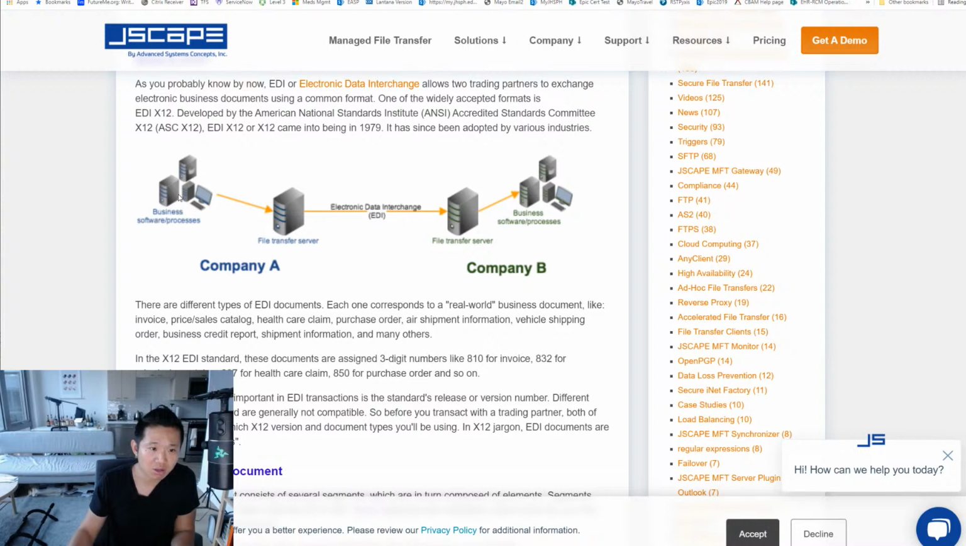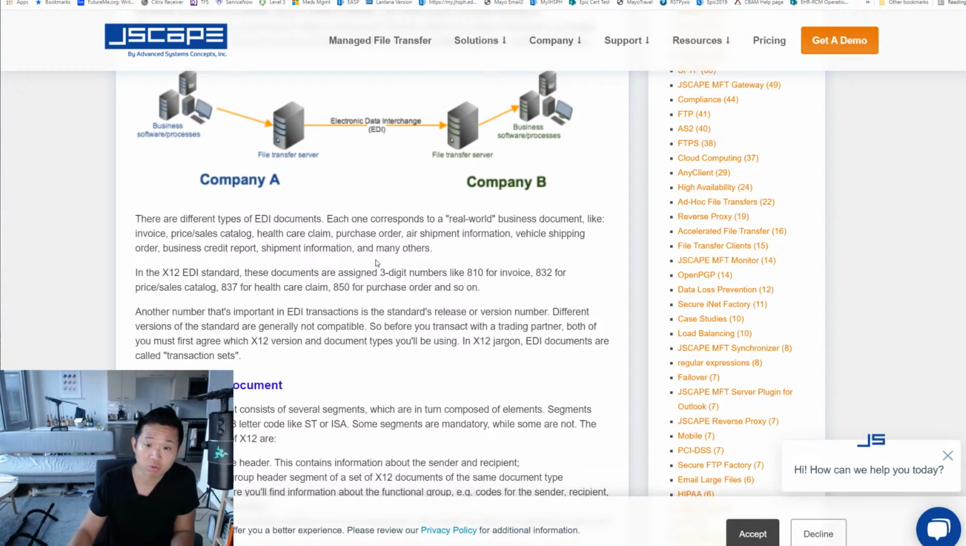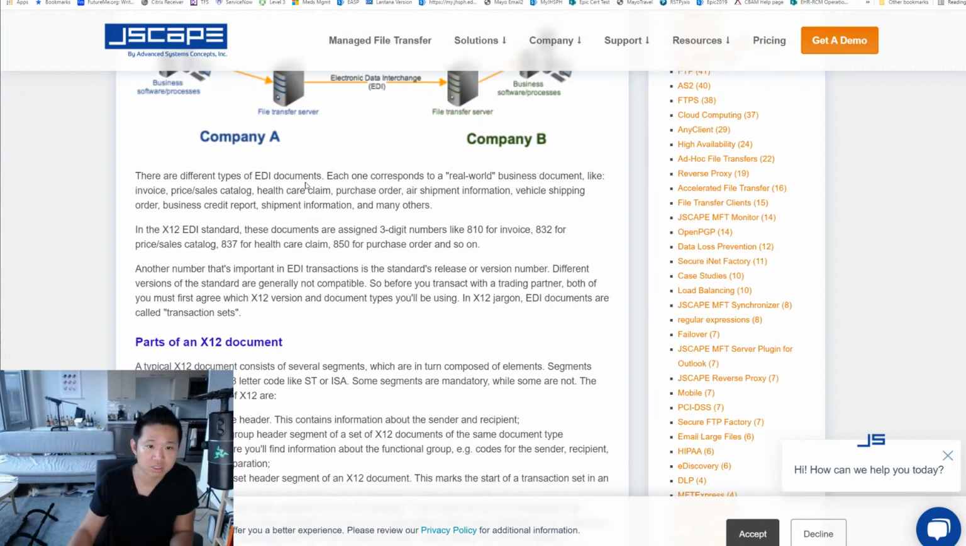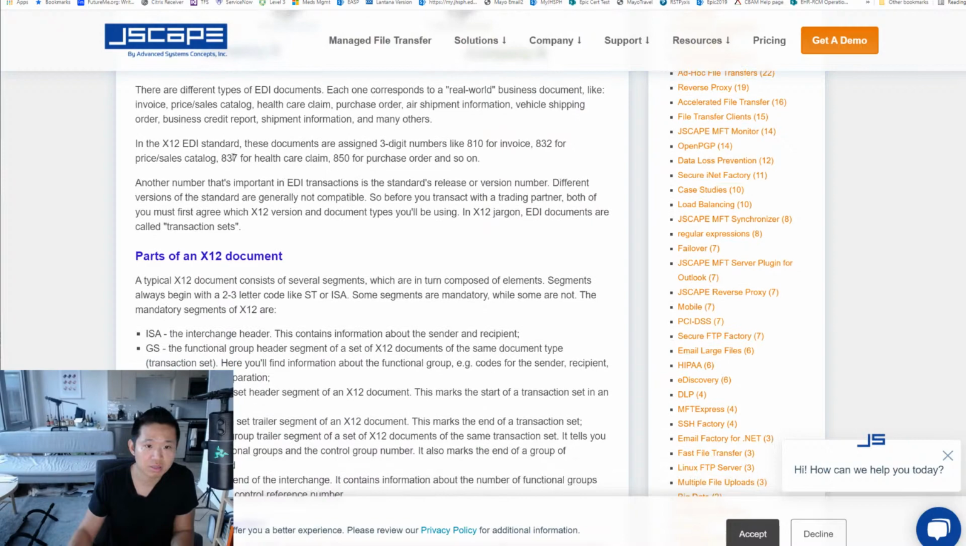So we have business software processes, file transfer servers, electronic data interchange. So this is just a way to allow two different companies to talk, or for businesses to talk to each other. There are different types of EDI documents. Each one corresponds to a real-world business document like invoice, price sales catalog, healthcare claim, purchase order, air shipment information, vehicle shipping order, business credit report, shipment information, and many others.